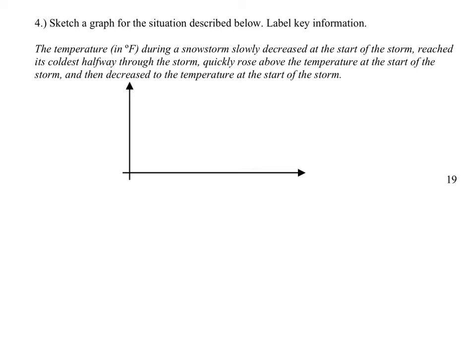So slowly decreased means we need to come down with a shallow slope. We're going to reach its coldest point halfway through. And it's going to rise quickly, so we need a steeper slope and go above where it was before. And then it's going to decrease back down to where it was at the beginning of the storm. So this is the end of the storm. This is the start of the storm.